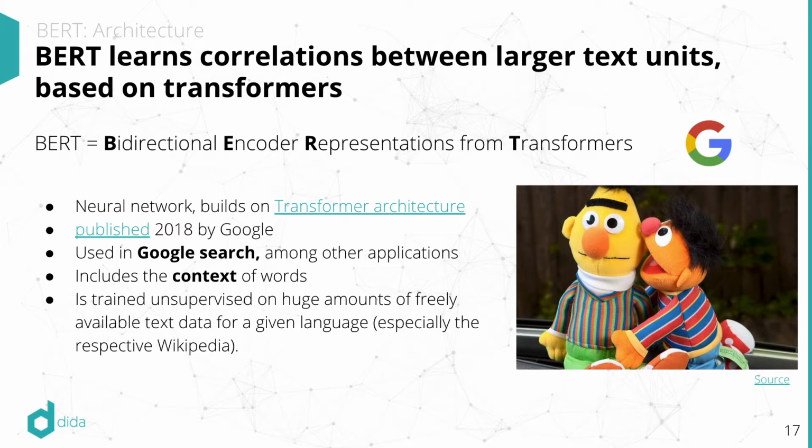The good news is that a big part of this training can be done unsupervised, meaning that freely available text data can be used for training. For example, the Wikipedia for any given language, which is a very large text corpus. So let's look at BERT's architecture.